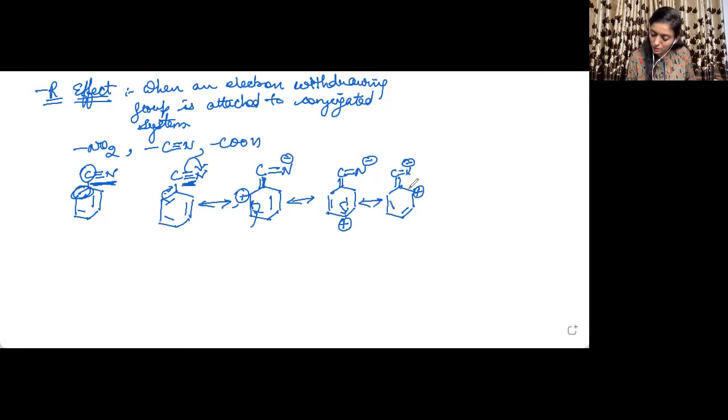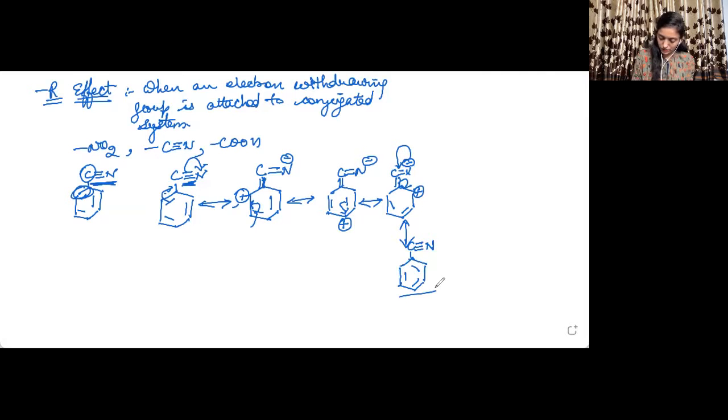In the last step, this negative charge will be coming back, and this pi bond will be going back into the benzene ring. Here we go. We are back. Good enough? Okay. So this is how we write the resonating structures.